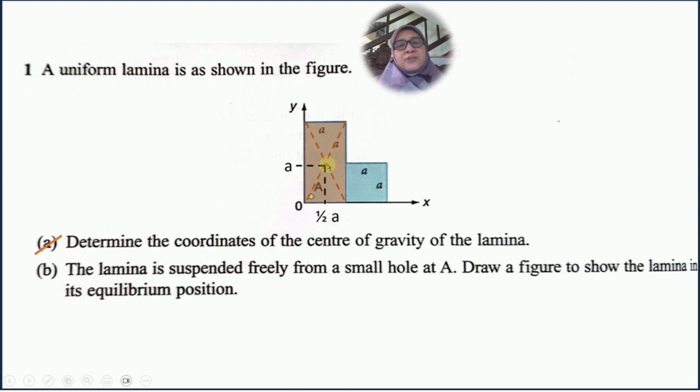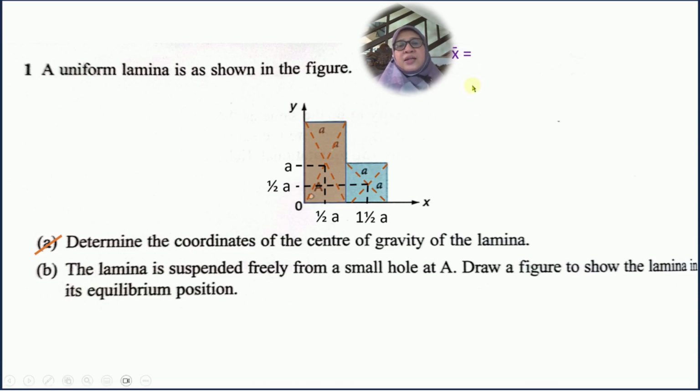The coordinate of the center here is half A and A, because given that the width of the lamina is A, here to here is A, so in between will be half A. Next, for the square, we draw the center of the square, and the coordinate will be 1.5A for the x coordinate, and for the y coordinate will be half A.